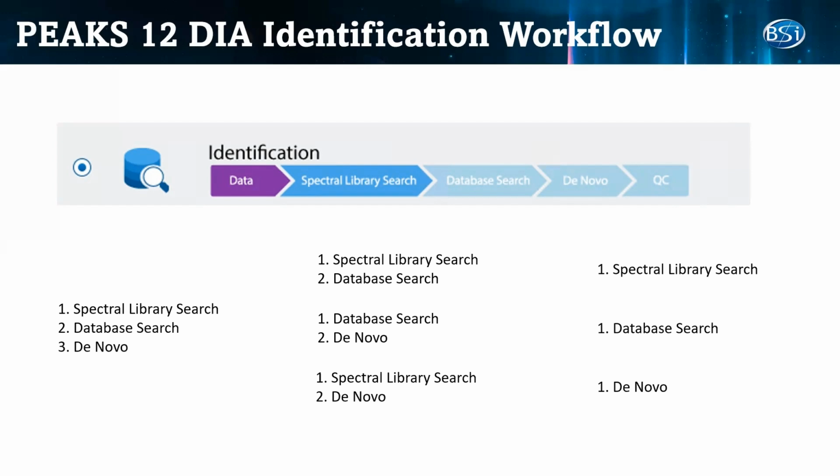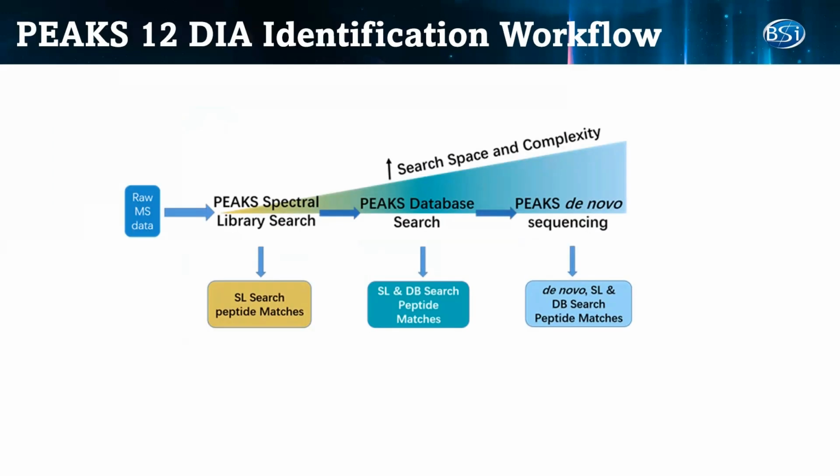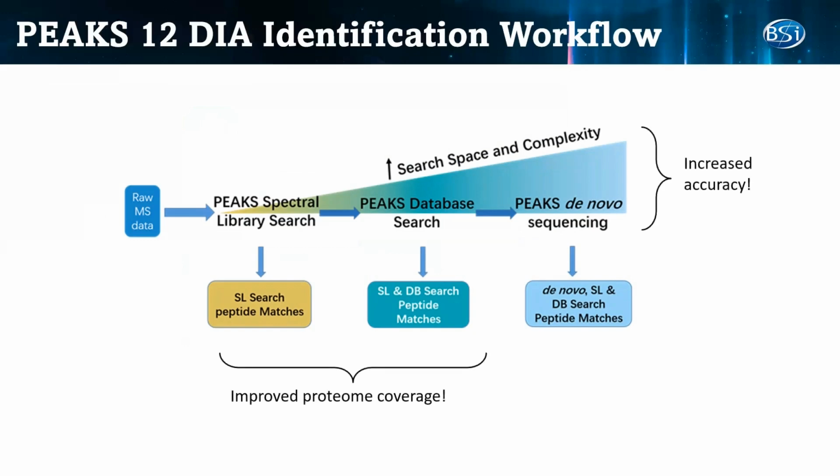There is also the option to run a quality control step at the end to assess the quality of your replicate samples. This stepwise approach allows the search space to remain well controlled, leading to improved proteome coverage and increased accuracy.